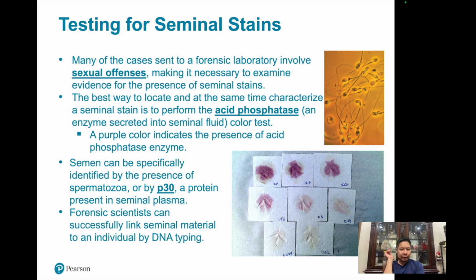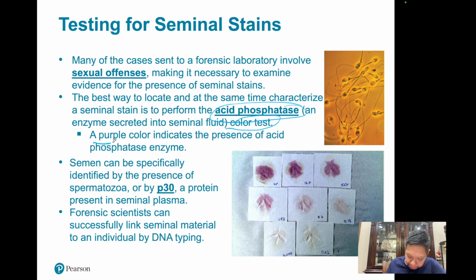And so now we go into talking about testing seminal stains, right? So oftentimes you will find biological samples and you don't know that it's actually sperm stains, a seminal stain or a sperm stain, which is important for a sexual assault case. And so one of the ways that we can characterize what we think a biological stain is, whether it's actually sperm or seminal fluid, is using this thing called the acid phosphatase test, right? And that's a color test.